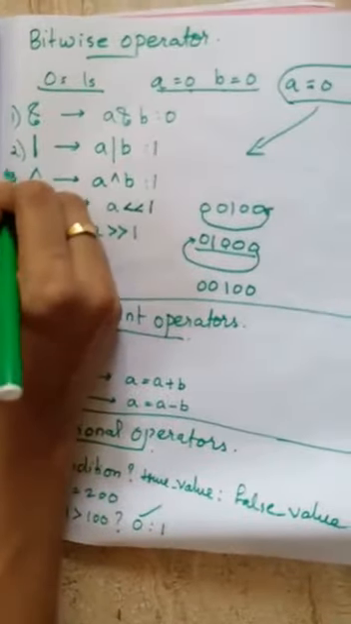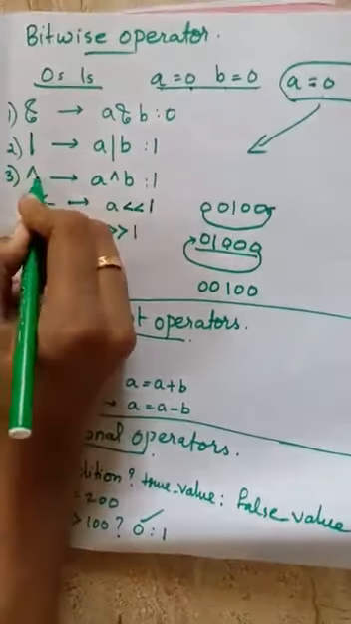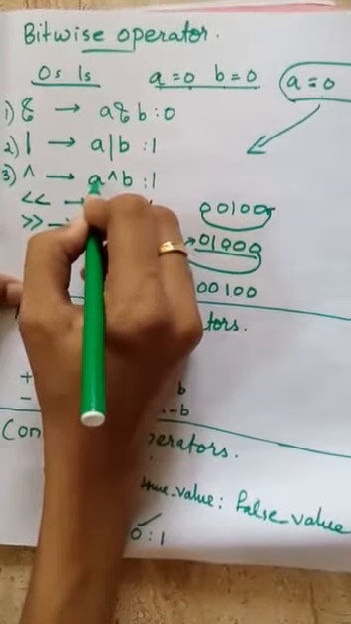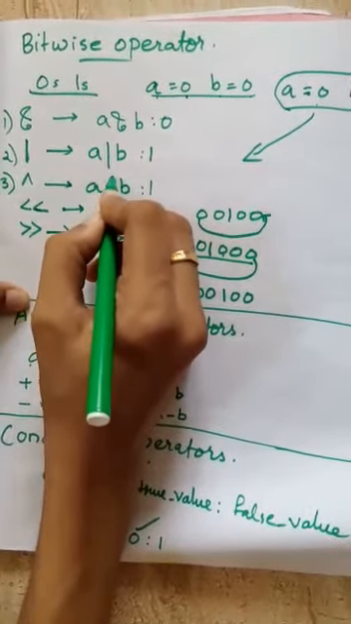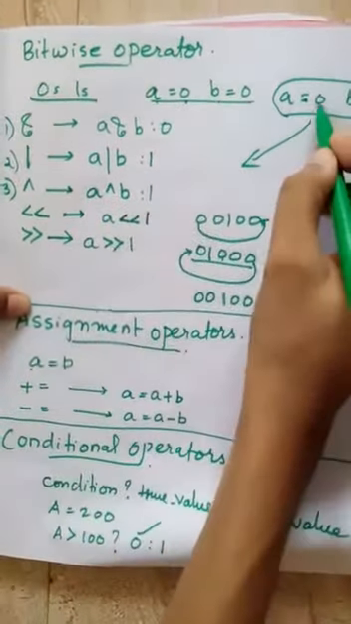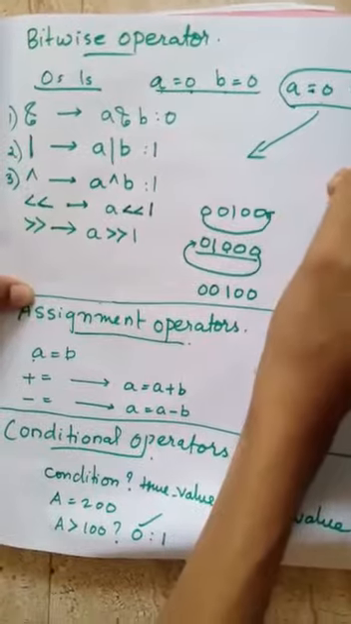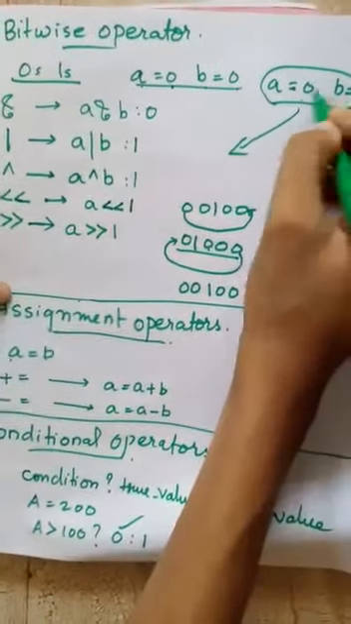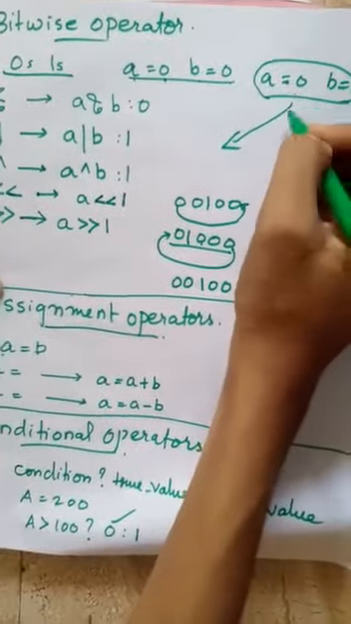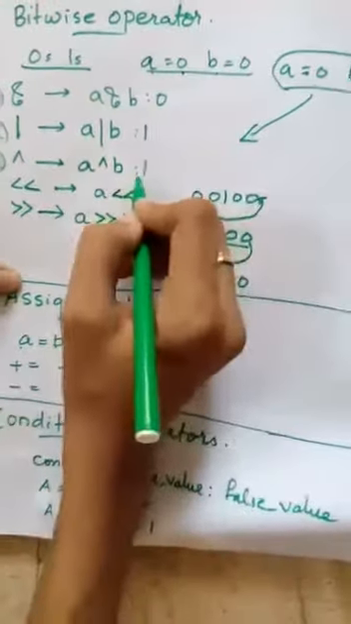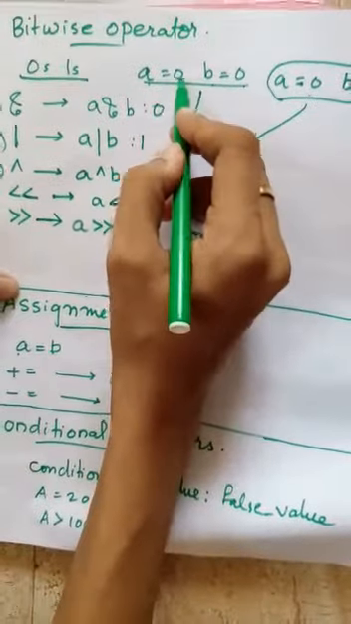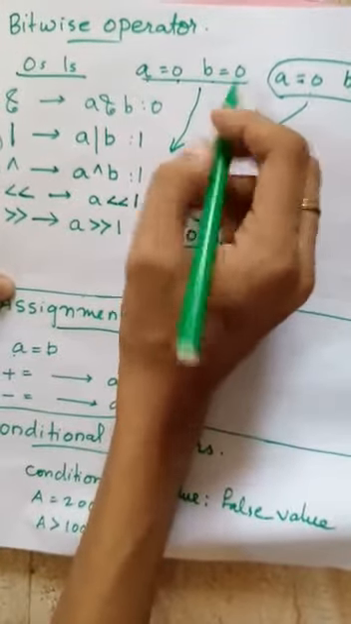Then the third bitwise operator is the exclusive OR operator. If we consider this example, it will be 1, because if either of them is 1 and the other one is 0, the XOR operation will return 1. But in this case, if A and B are both 0, it will return 0.